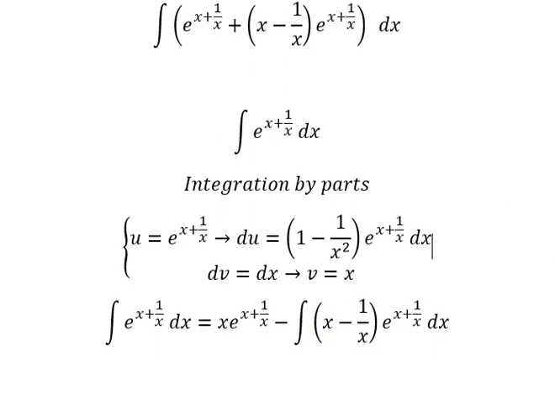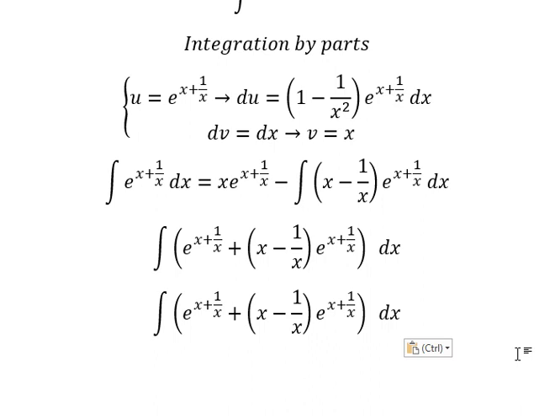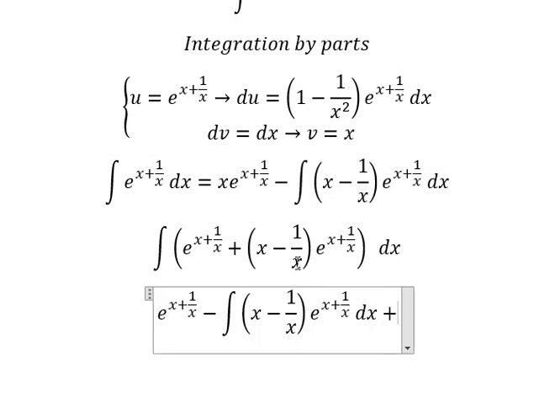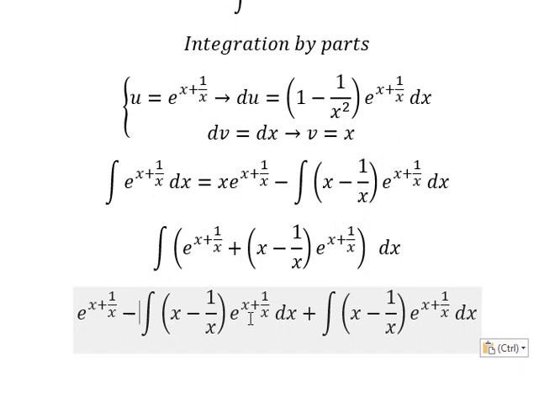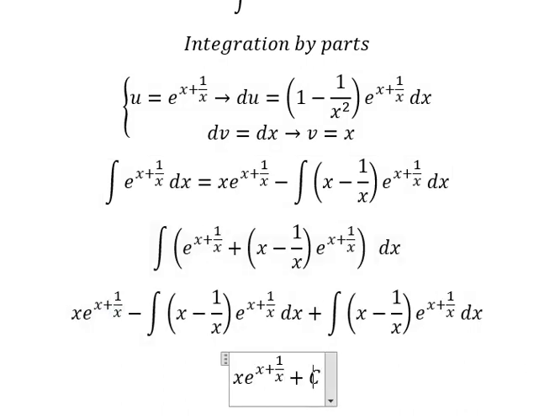Now we need to go back in here. The integration of this one is this one. So this one and this one we cancel, so we just have only this one. And this is the final answer.